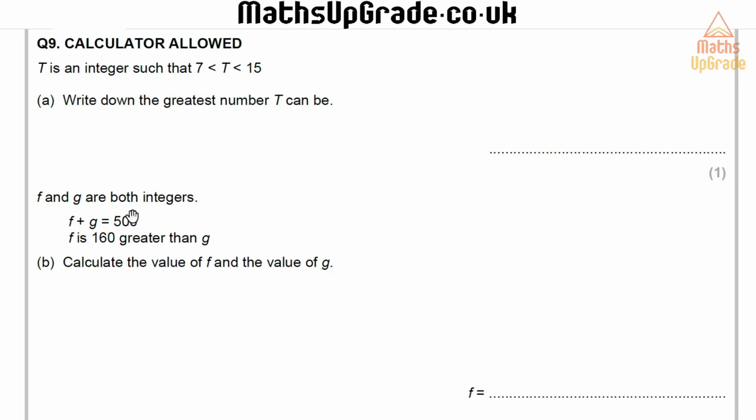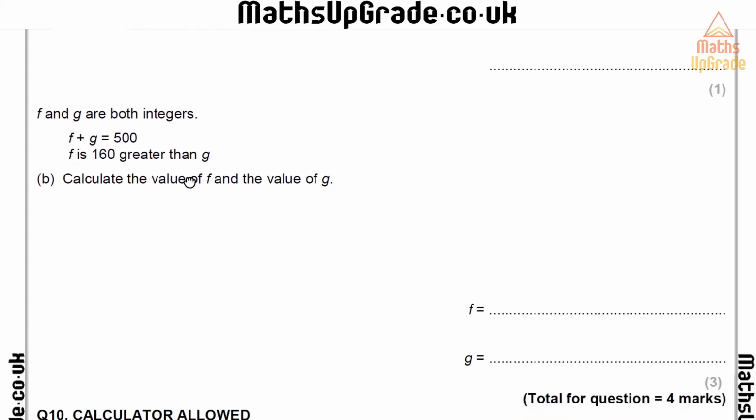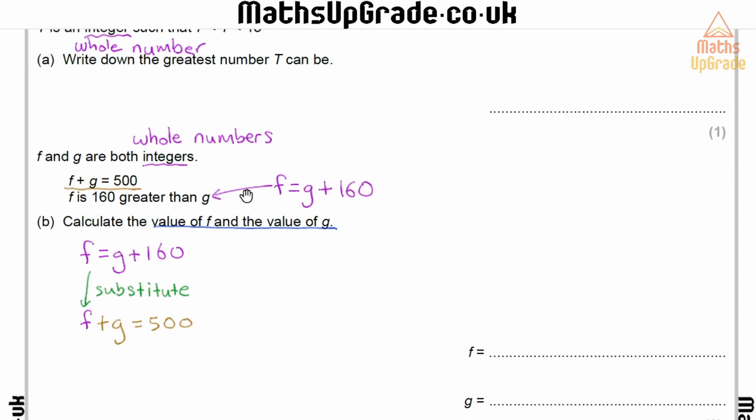In the next part of the question, we're told that f and g are both integers. f add g is 500, and f is 160 greater than g. We need to work out the value of f and the value of g. So in this question here, the important thing to note is that f is 160 greater than g. So f is g plus 160. So f is bigger. It's g, whatever the value of g is, plus 160.